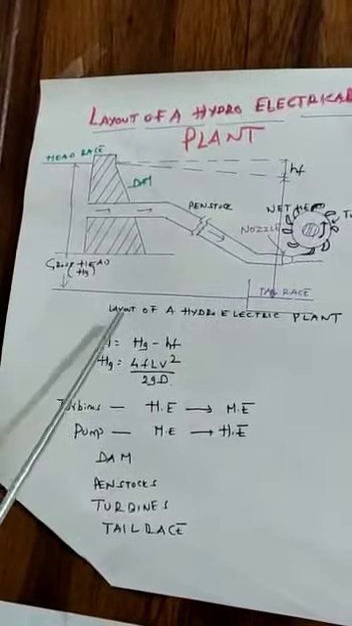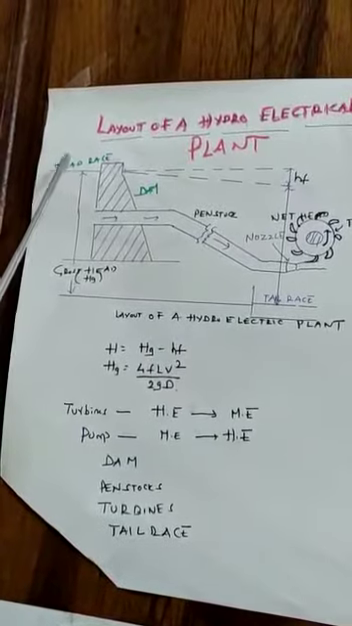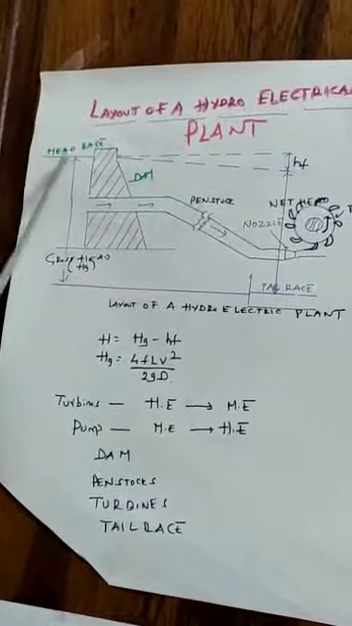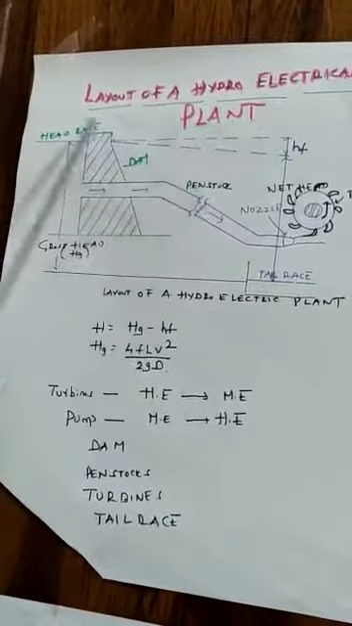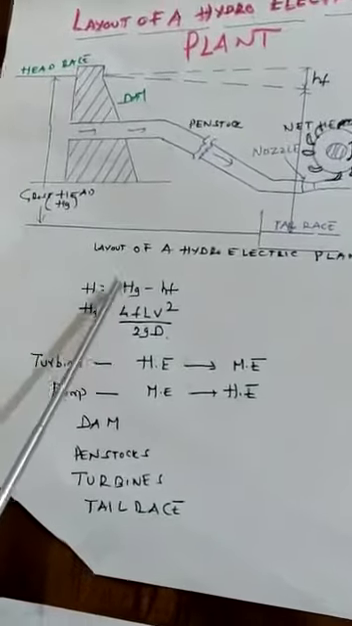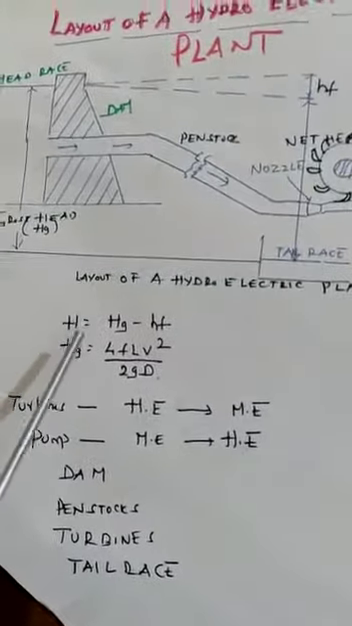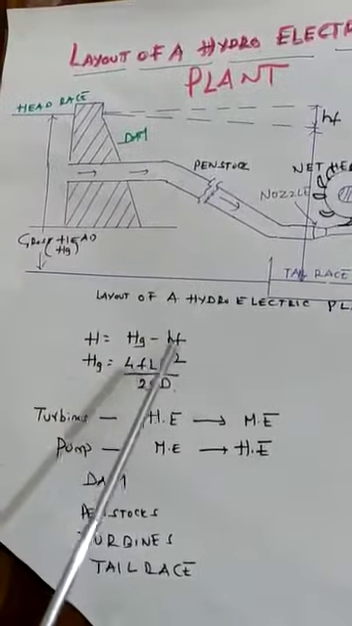In the layout of a hydraulic plant, you can also see the water level from the head race to the tail race as the gross head, and when the water moves there is a frictional loss. When you deduct this loss, the net head is equal to the gross head minus hf, where hf is the friction loss, equal to 4 f L V square by 2 g D.